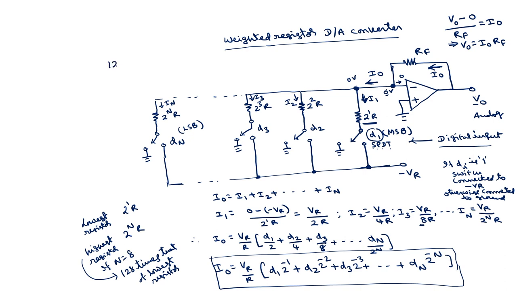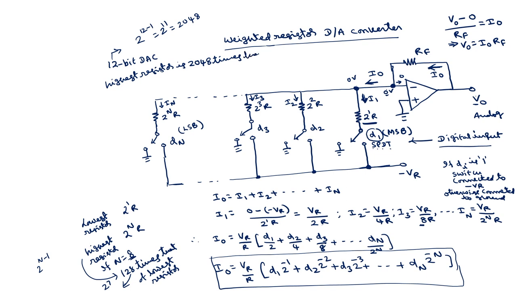If it is a 12 bit DAC, the highest resistor will be 2048 times. This 128 is 2 raised to the power of 7, that is n is equal to 8, 2 raised to the power of n minus 1. For 12 bit, this is 2 raised to the power of 12 minus 1, this is 2 raised to the power of 11, this is 2048. This is a wide range.